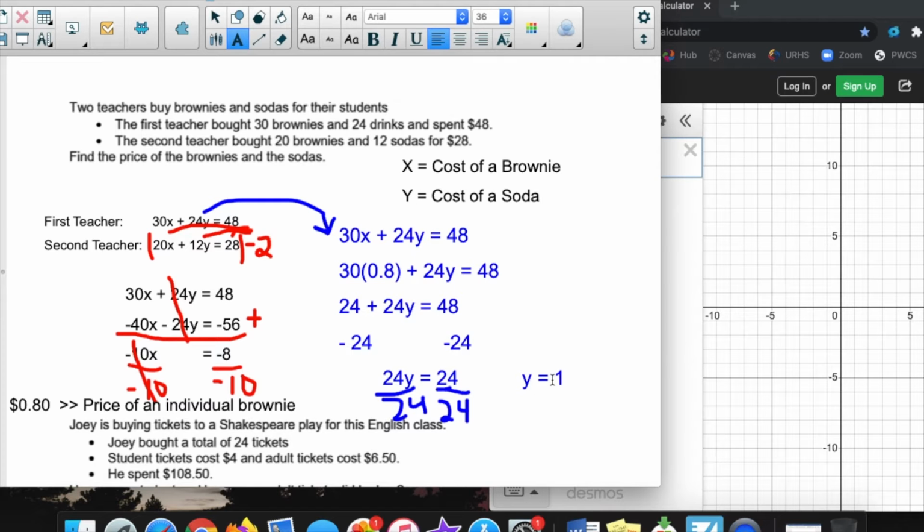Cost of a soda is 1, so that would be $1. Okay. So my answer to this question would be, again, kind of writing it as an ordered pair, you don't need a dollar sign, but it would be 0.8, comma 1. Okay, the x value is 0.8, the y value is 1. So that would be it. Okay, that would be the setup of this, and again, that's doing it by hand.